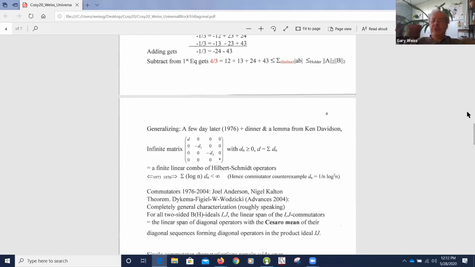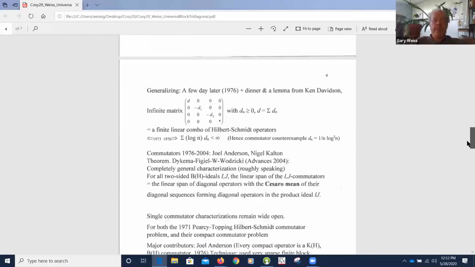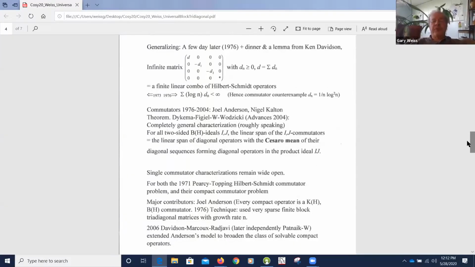By the way, it's always been interesting how, as you let the minus 1/3 get to be a larger matrix up there, right there, it starts to look like the rank 1 projection operator, which was very hard, and that was Anderson's contribution. Okay, so from '76 to 2004, here were the contributors, and then there's this theorem.